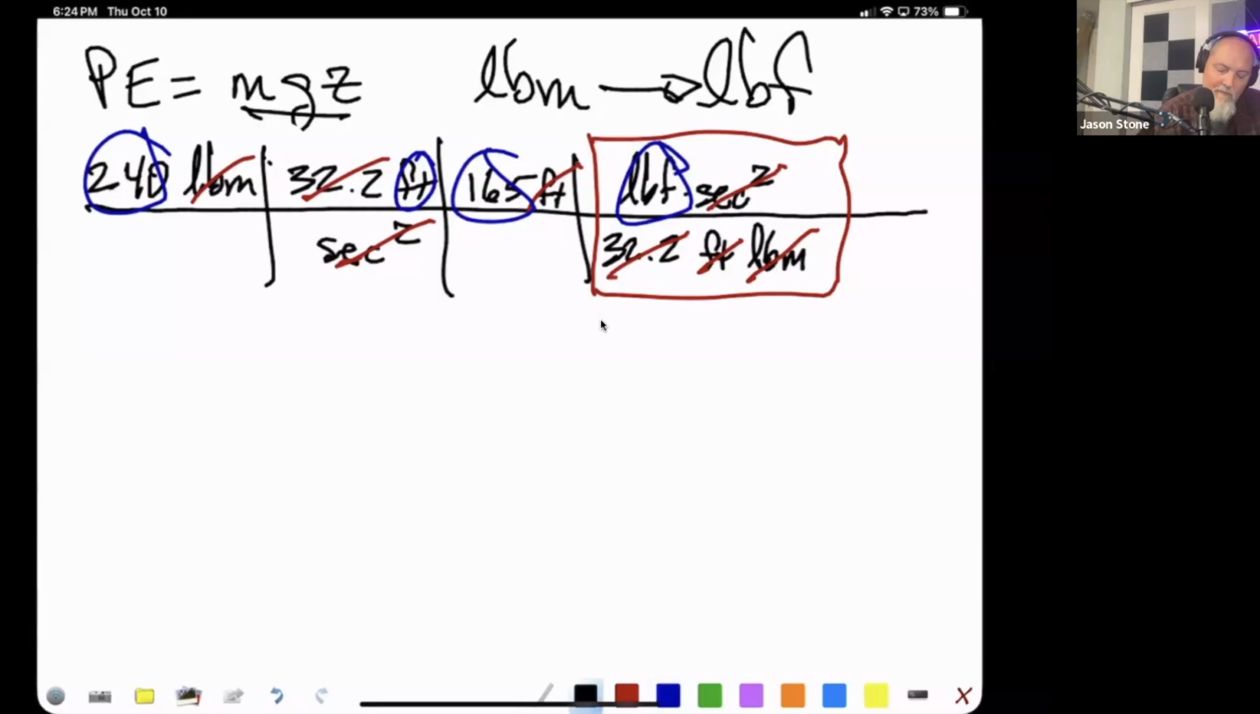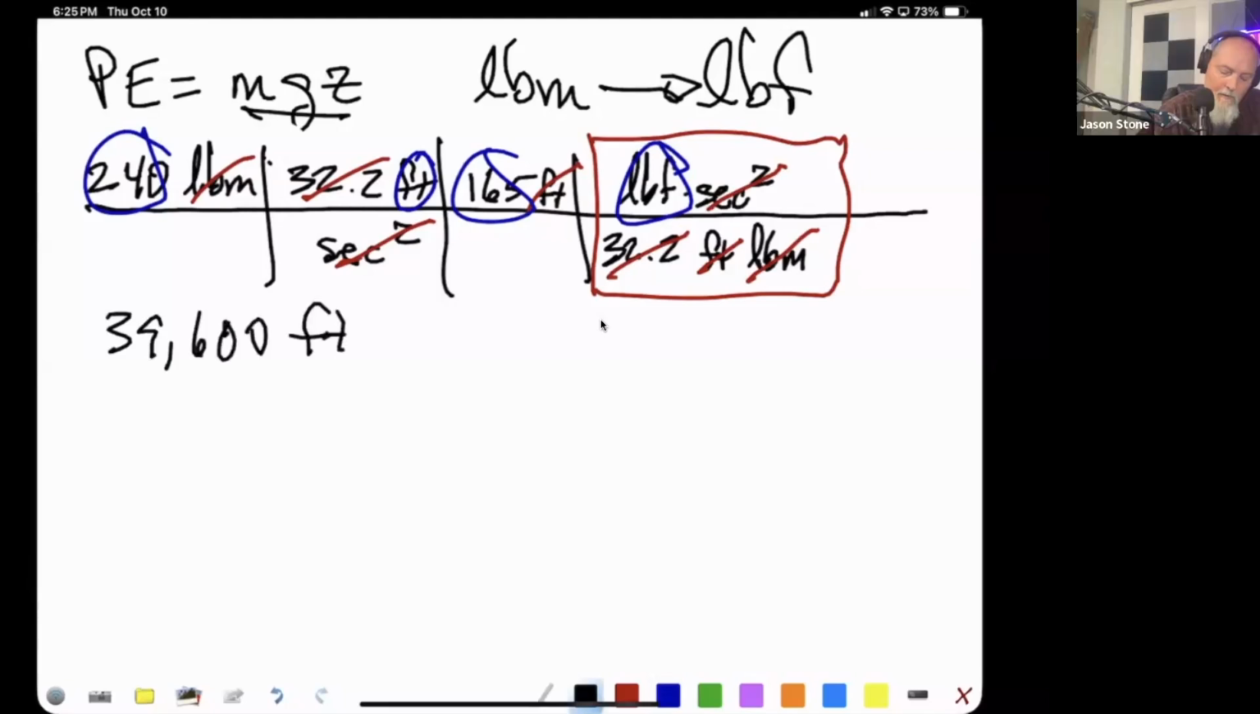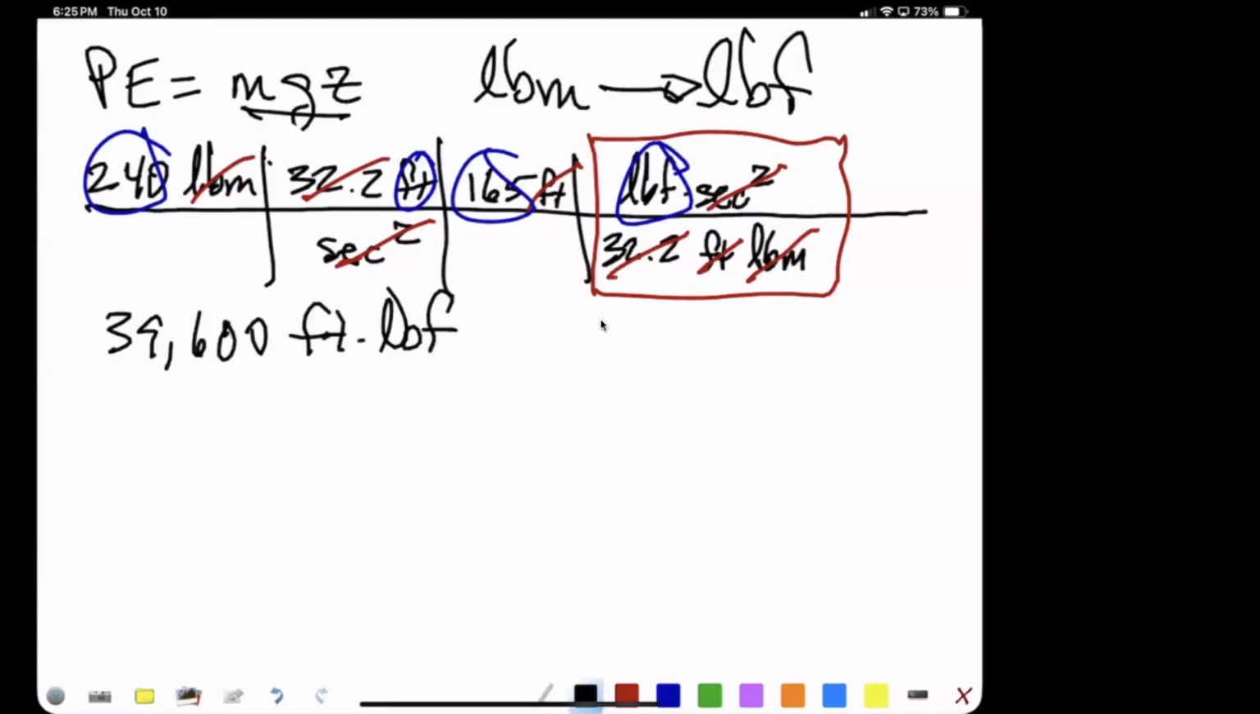That's it. And so I've checked my units. I know that I've eliminated everything I need to eliminate, and I've got it down to 240 times 165, which is 39,600 foot pounds force.